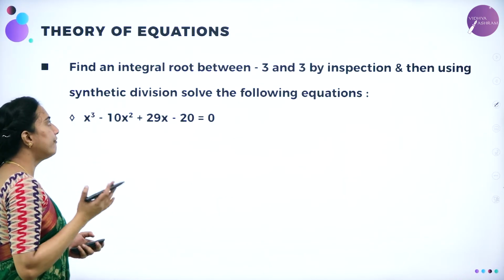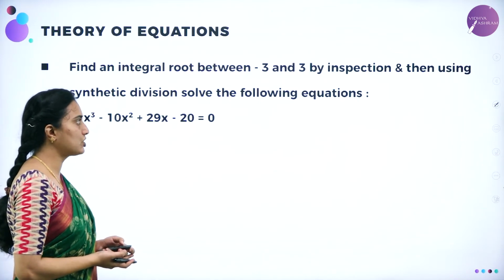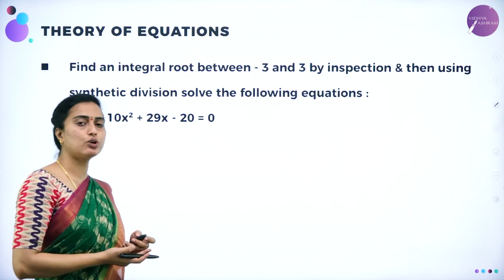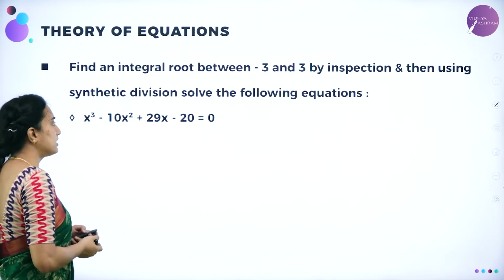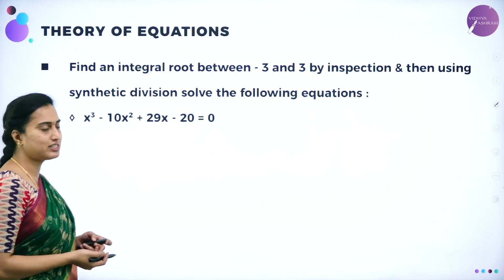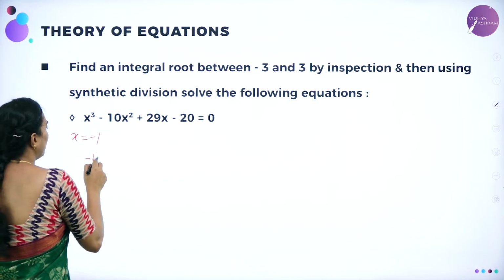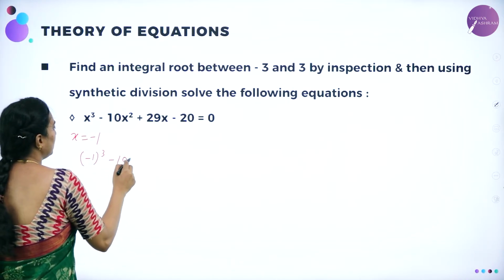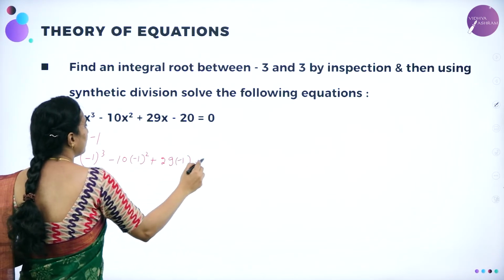What they've asked: find an integral root between minus 3 and 3 by inspection. Then, using synthetic division, solve the following equation. So here they have asked x cube minus 10x squared plus 29x minus 20 equal to 0. Let me take x is equal to minus 1 here. So minus 1 whole cube minus 10 into minus 1 whole squared plus 29 into minus 1 minus 20.